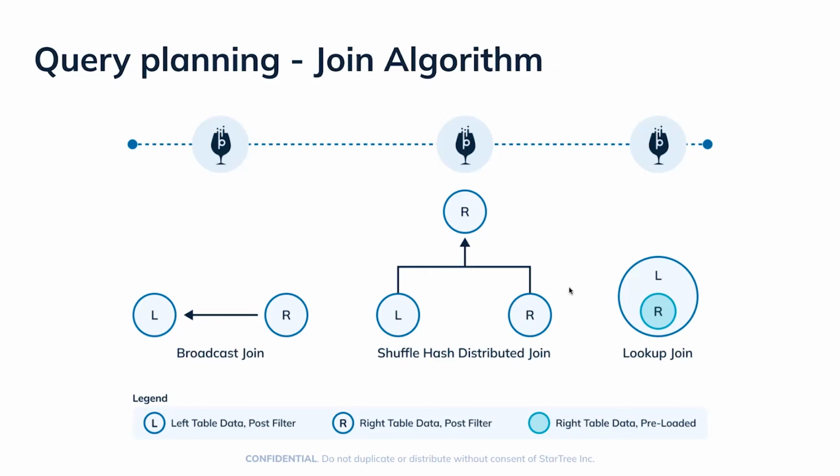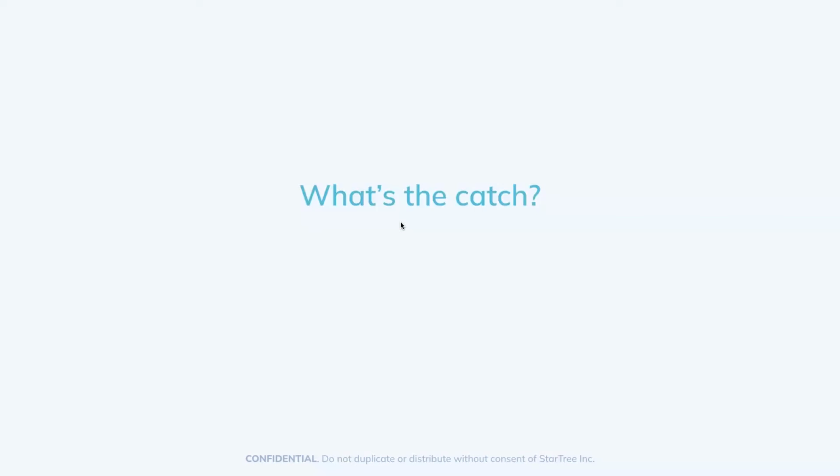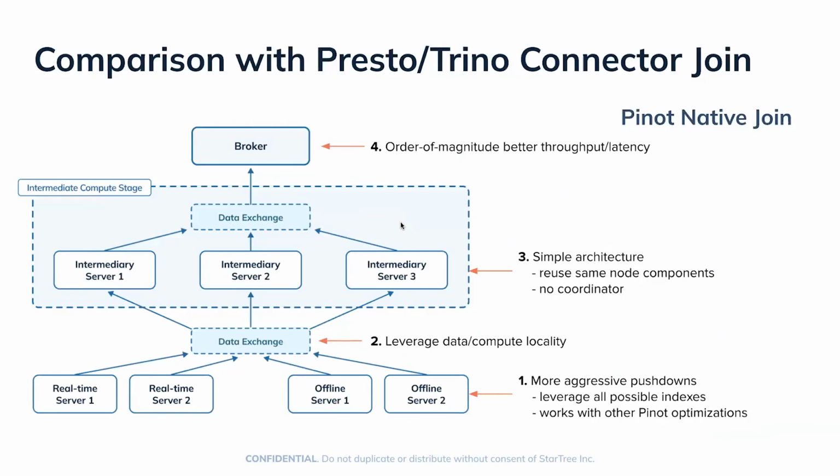So you can optimize in that fashion. Okay. Any other questions? Yeah, I have one question, if you don't mind, Ron. Can you go to the diagram where you have the nodes laid out? Yeah, this one. In the middle there, where it says intermediate compute store stage, are the intermediary servers dedicated servers only for being intermediary, or can they also be real-time and offline servers?